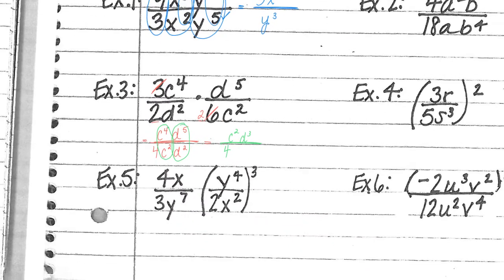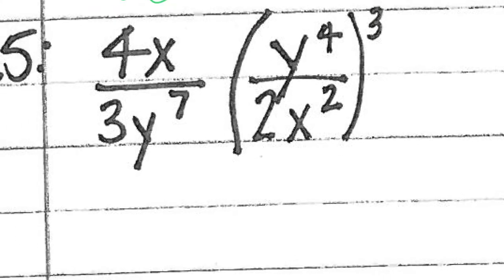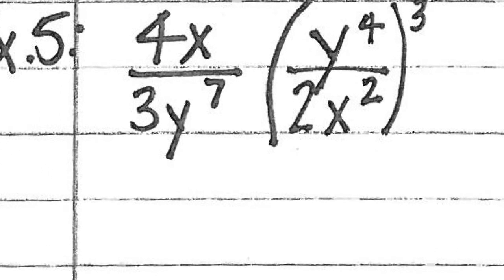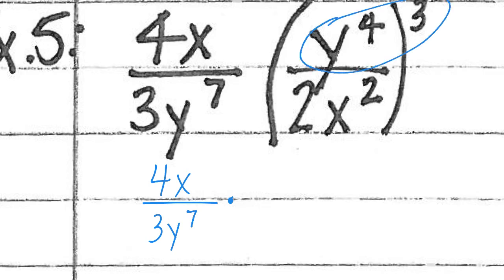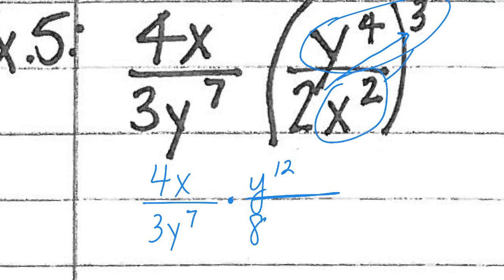All right, moving on. Let's go ahead and look at this one because this is kind of putting example 4 with example 3. So on this one, I would start by cubing everything. So if I cube everything, I would rewrite the 4x over 3y to the 7th. And then I would know that this would be y to the 4th cubed, which is y to the 12th. Don't forget this 2 cubed. This 2 cubed is 8. And x squared cubed is going to be x to the 6th. When I have a power to a power, I multiply.